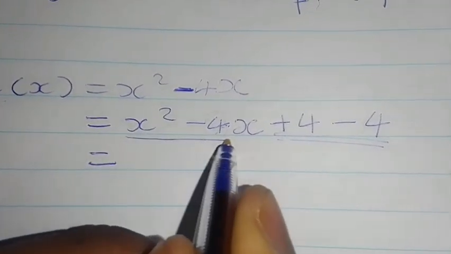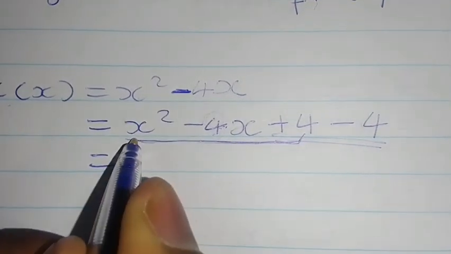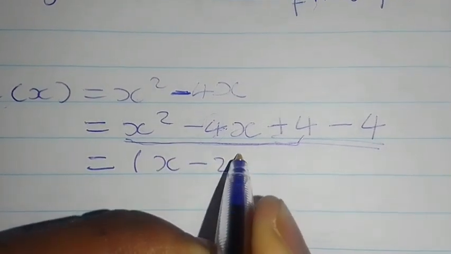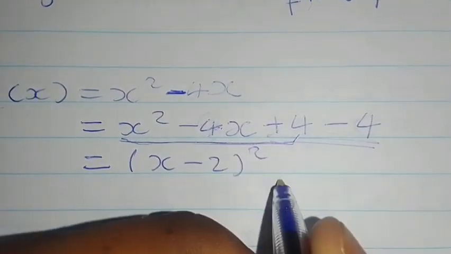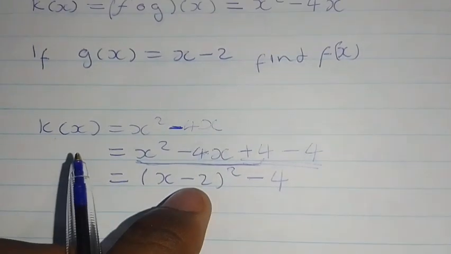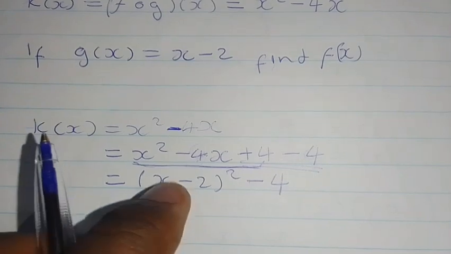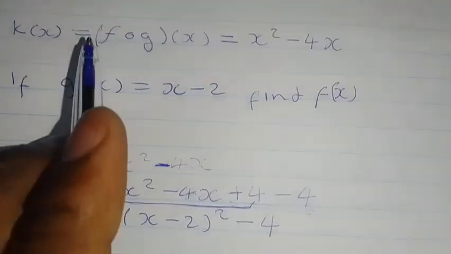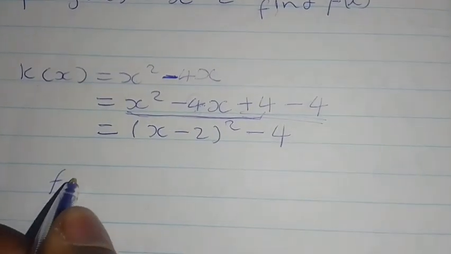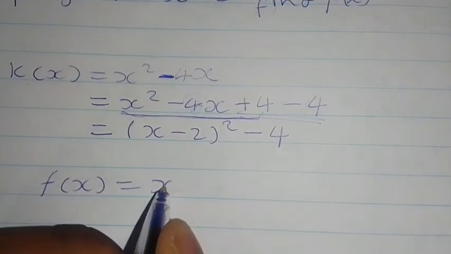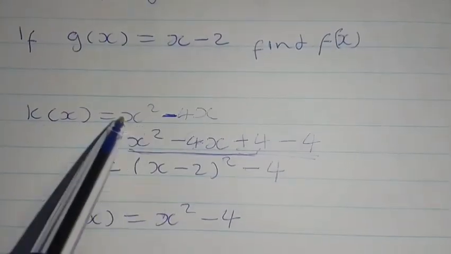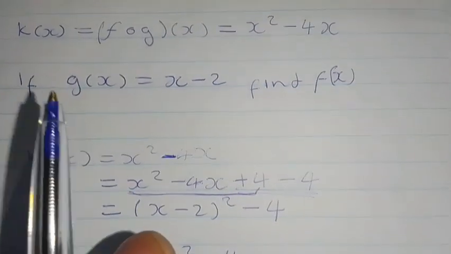Now this is a perfect square term. Then you'll have x minus 2 squared. Then don't forget that you still have minus 4 in that. But now notice that x minus 2 is g. This means that g is substituted here, and now g is substituted in f. That makes f equal to x squared minus 4, such that if we substitute x minus 2 here, we'll get this function.